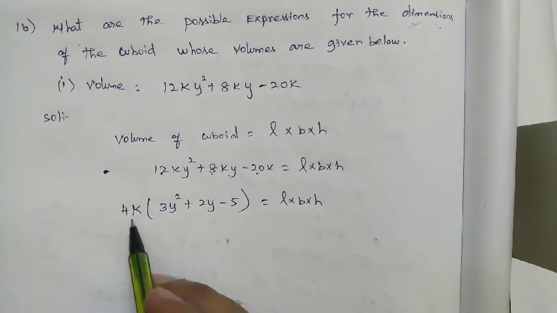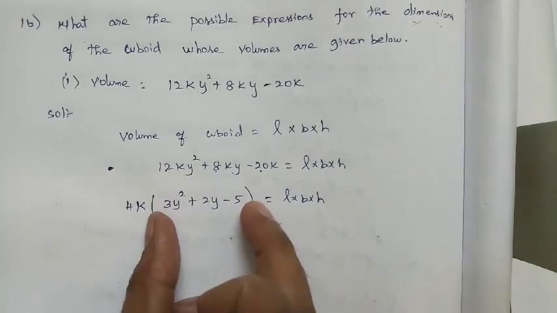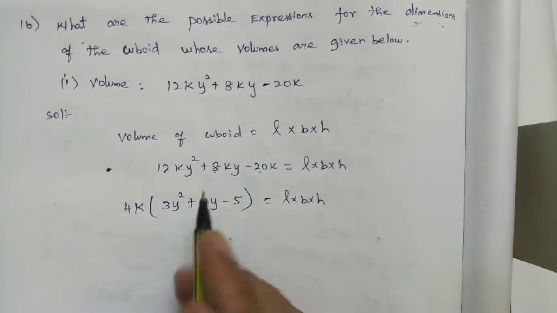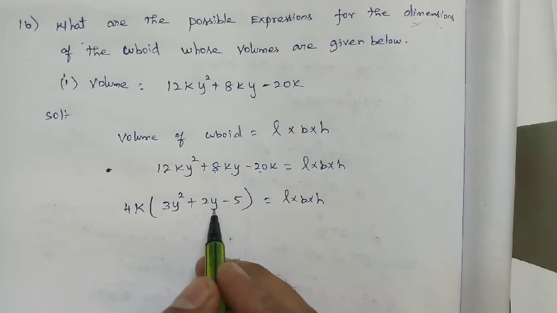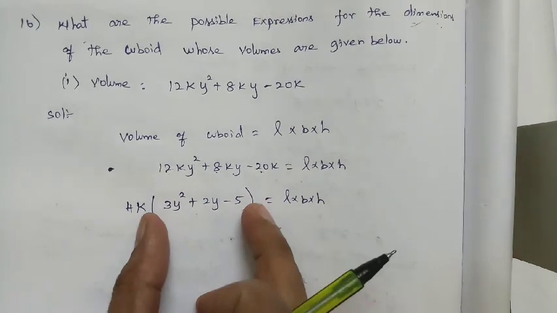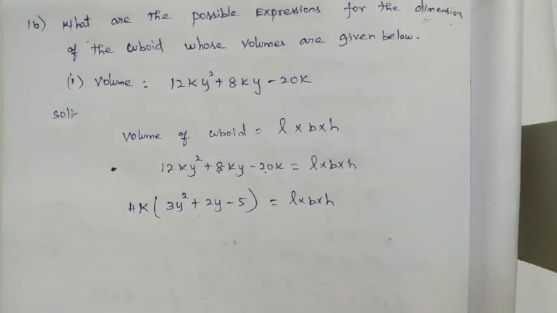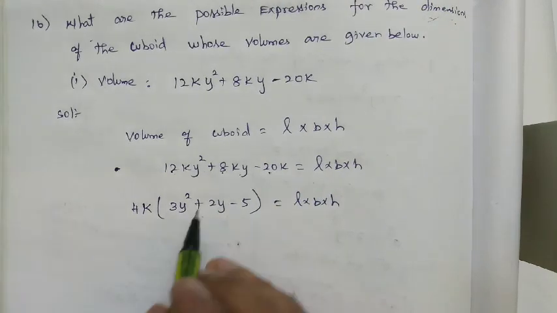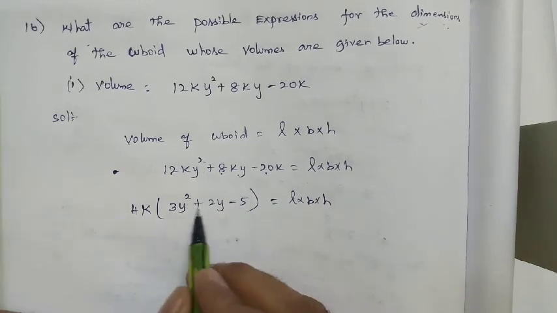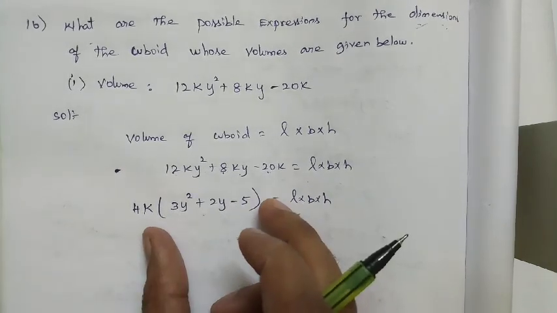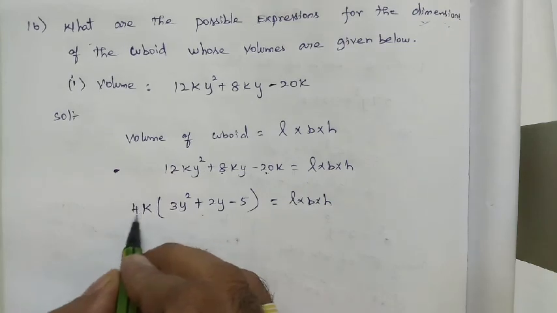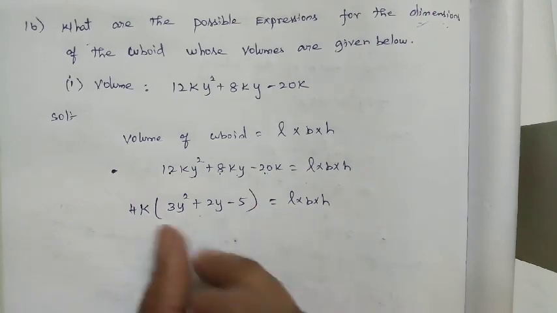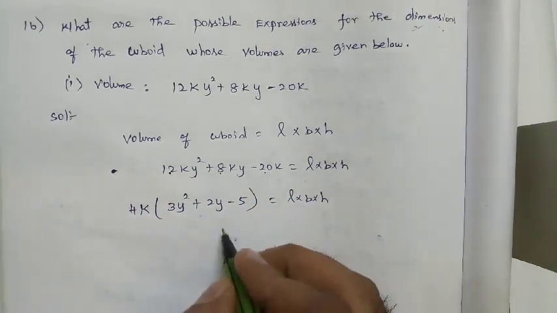So 4k, you see that now we have already written 4k into this one. 4k is nothing but one factor and this is another factor, right? But still we can split this up, we can convert it in terms of factors, because this is a quadratic polynomial. By using the splitting the middle term method, the factorization method, I am going to find the factors of this polynomial 3y² + 2y − 5, right? So this is nothing but length or breadth or height. I have found one dimension value. Next I am going to find the remaining 2 dimensions, right? So by doing the factorization.